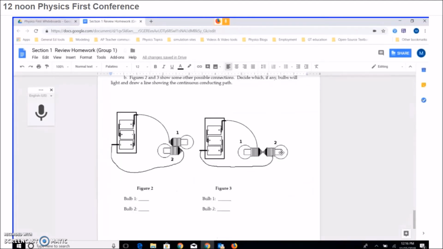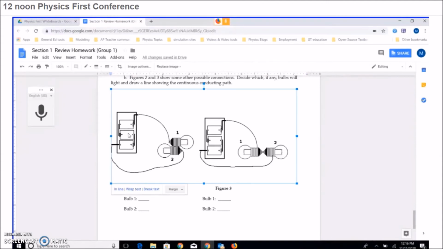Okay, so we only have 2 more. All right, so number 2 here. Which of these light bulbs come on here? I said both. Good. What about the other people? Yeah, both of them. They both come on.